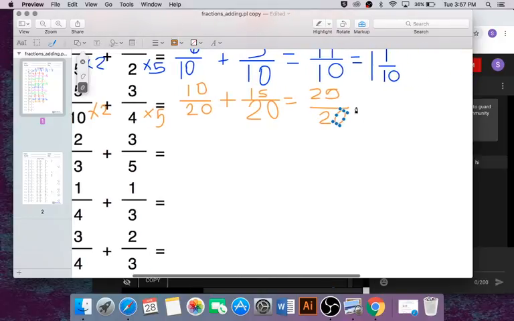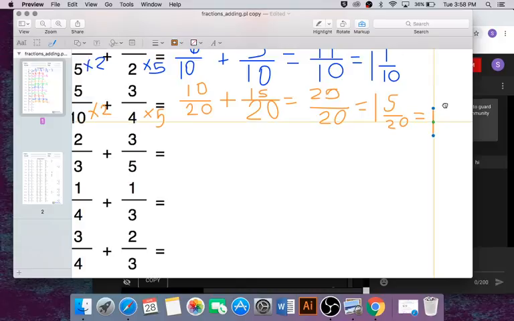Okay, now we're going to simplify that. 20 goes into 25 one whole time with 5 left over. So we have 1 and 5 over 20. However, 5 over 20 is not in simplest terms. So we need to simplify that. 5 goes into both 5 and 20. 5 goes into 5 one time, and 5 goes into 20 4 times. So our final answer is going to be 1 and 1/4.